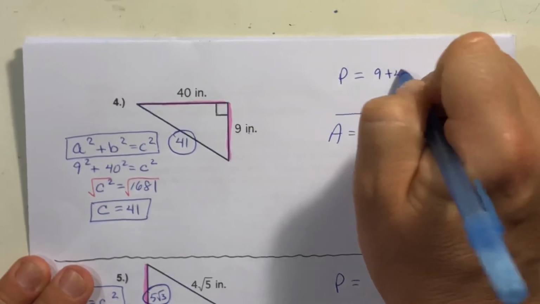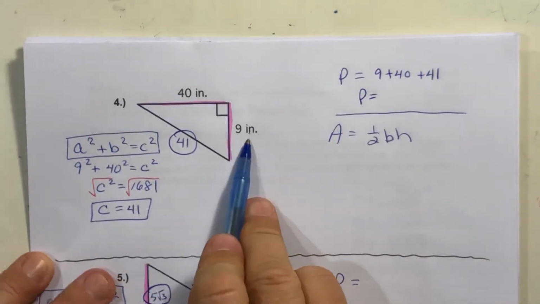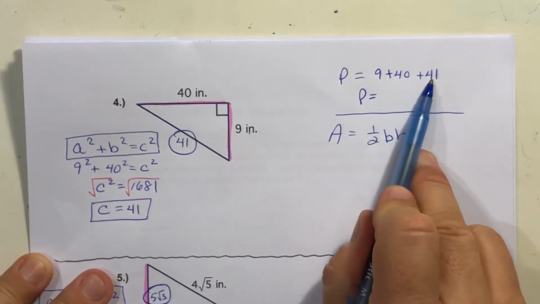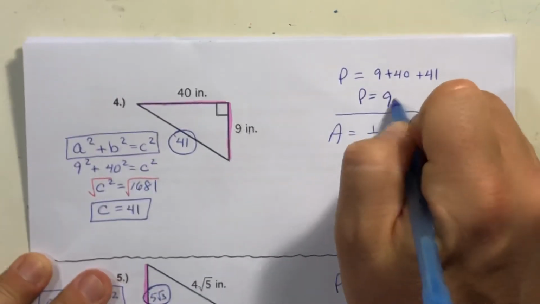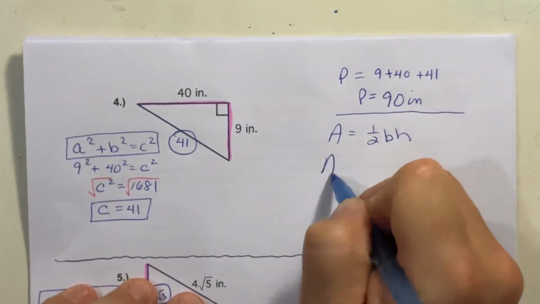9 plus 40 plus 41. So let's see, and the labels are inches. Let's say 9 and 41 is 50, plus 40 is going to give us 90 inches. Okay, perimeter is 90 inches. Now, let's go to our area, right?